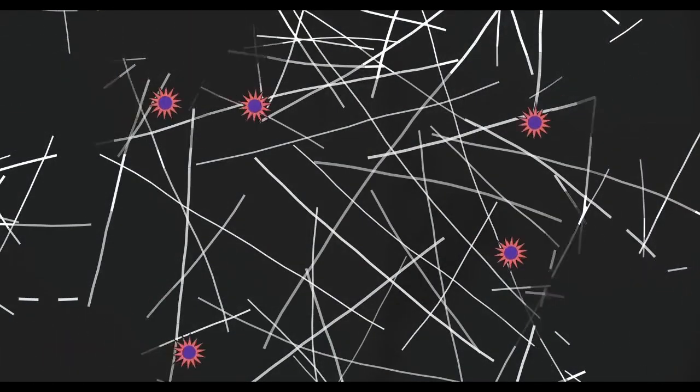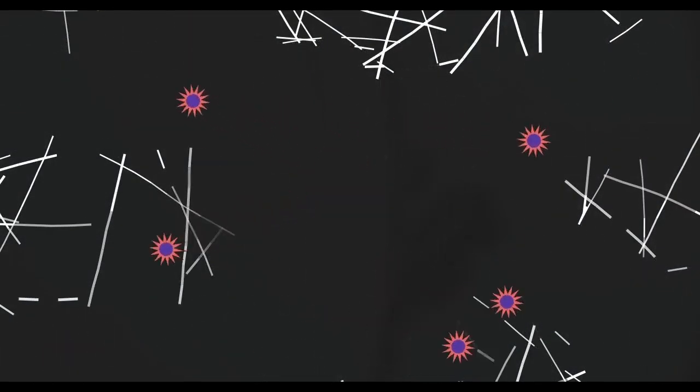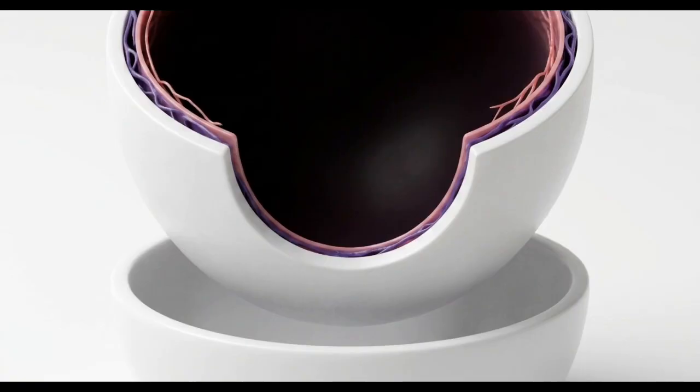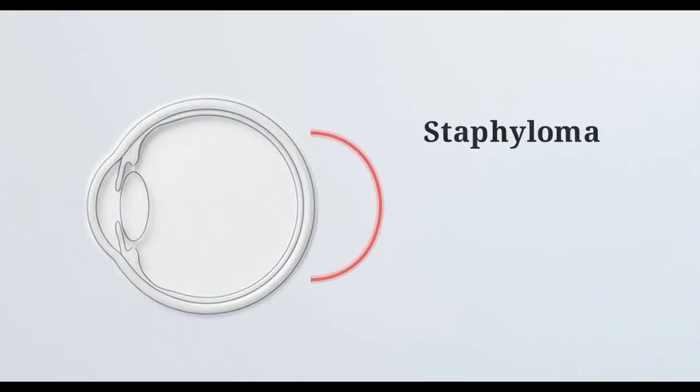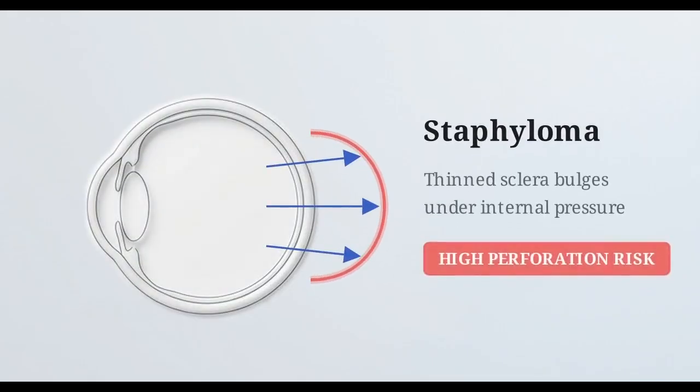The inflammation releases proteolytic enzymes that aggressively destroy the dense collagen fibers of the scleral stroma. This cellular destruction leads to progressive and severe scleral thinning over time. The distinct clinical sign of this loss is a bluish tinge, which occurs as the underlying uveal tissue becomes visible through the compromised sclera. Without intervention, this leads to staphyloma, where the thinned sclera bulges outward, creating high perforation risk.